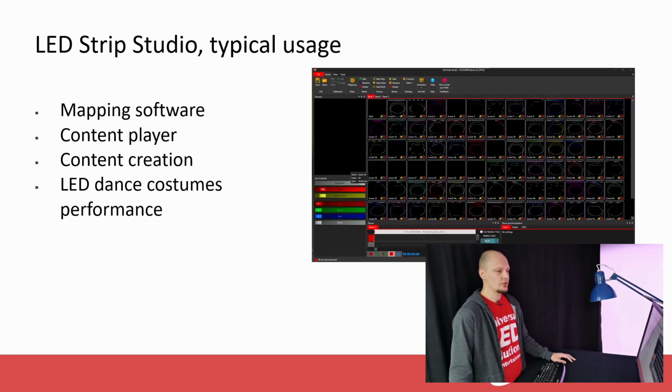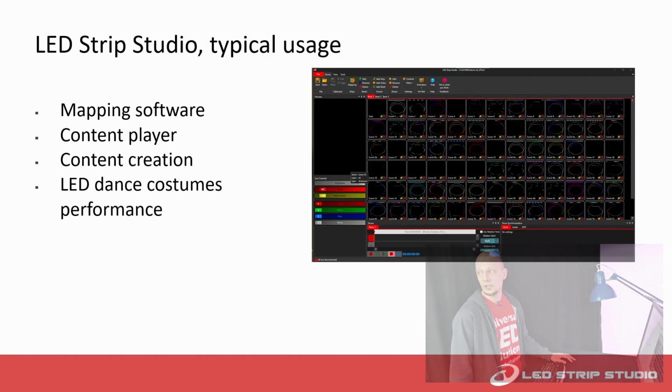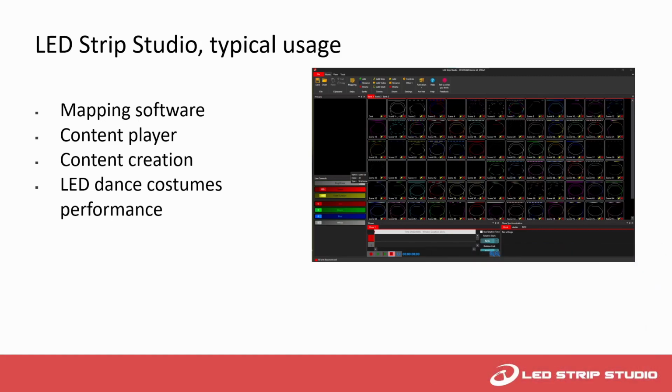Here you can see what you can actually use the Let's Trip Studio software for. You can use it as a mapping software. With ArtNet, you can use any kind of controller. You don't really have to use our controllers, although it would be very nice if you would do so. You can use it as a content player. You can create different animations there. And as I've said, you can also use it for music synchronized shows.